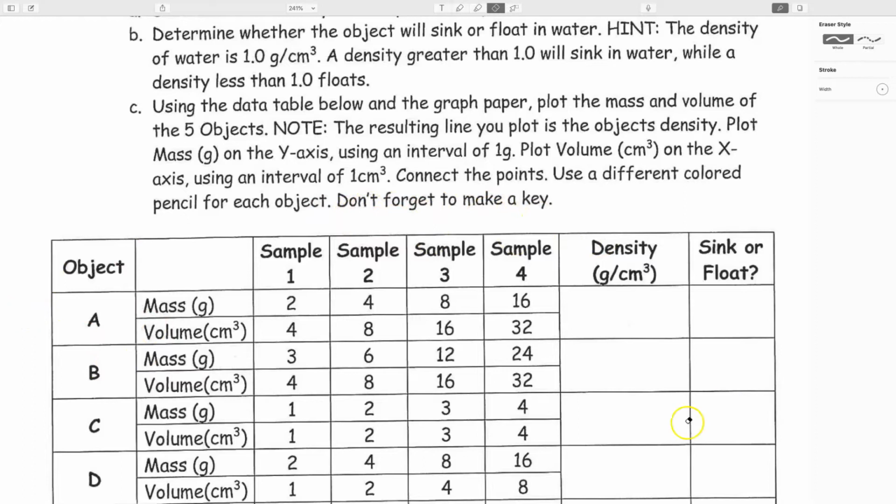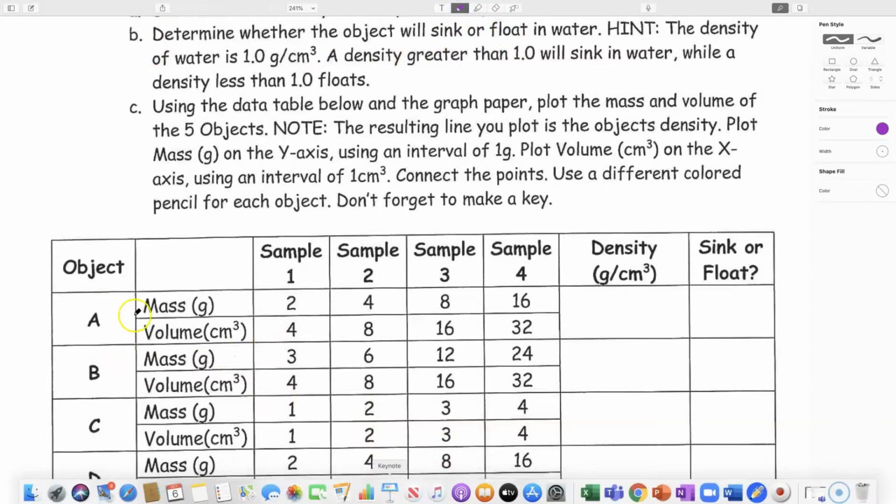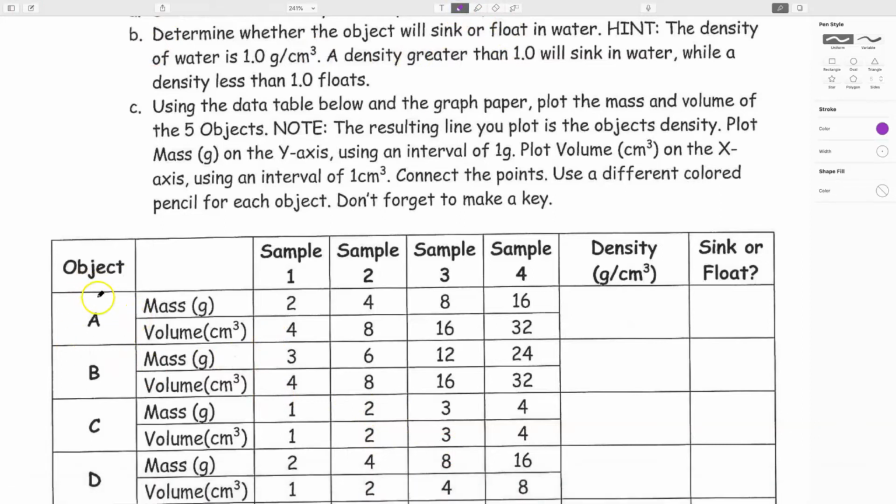So we're going to start with object A. And you've got to look at object A only as object A when plotting. Forget about B, C, D, or E. We're going to look at object A, and we've got 4 points to plot. The first one is going to be a mass of 2 and a volume of 4, then a mass of 4 and a volume of 8, a mass of 8 and a volume of 16, and then we're going to plot 16 and 32.